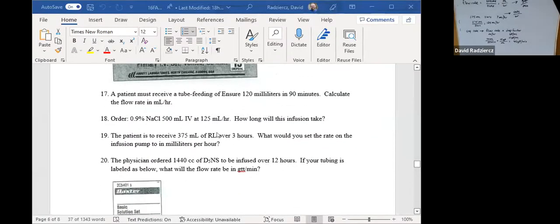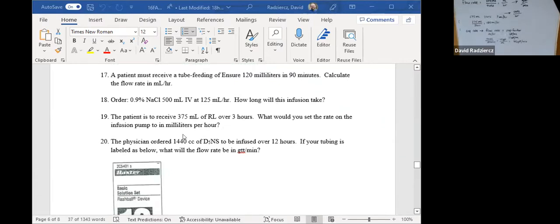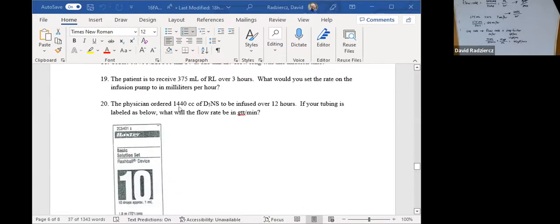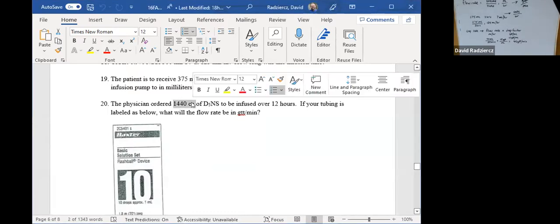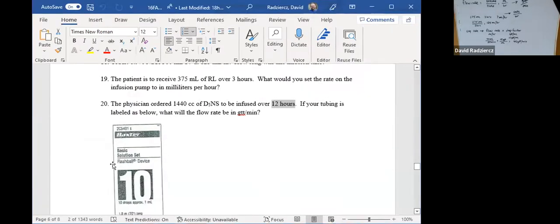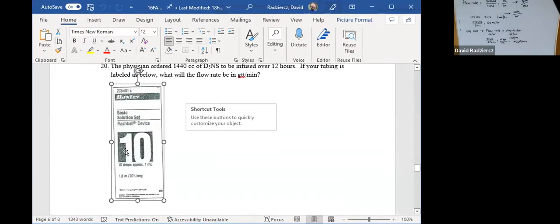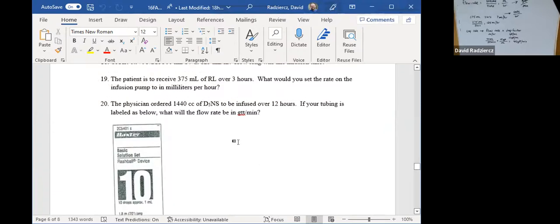All right. I'm going to follow the same strategy for pretty much all of these. Like this one down here, the 1440 cc's, that's my volume. 12 hours is my time. And then it gives me a tubing of 10 drops per milliliter. And what I want to do is take my flow rate, which is the 1440 over 12, times the drop factor, which is 10.